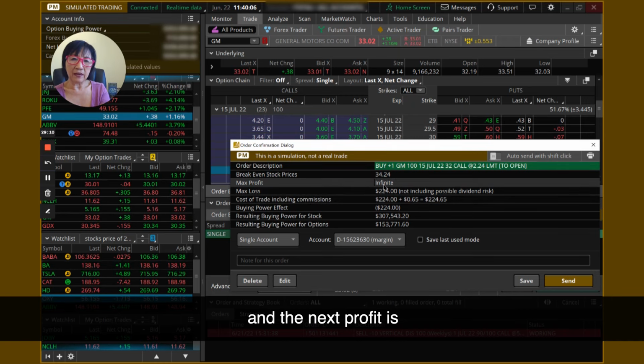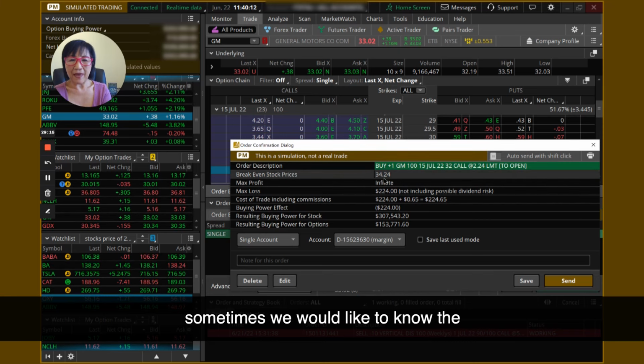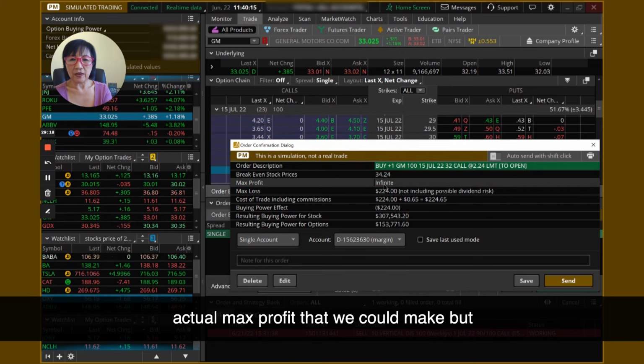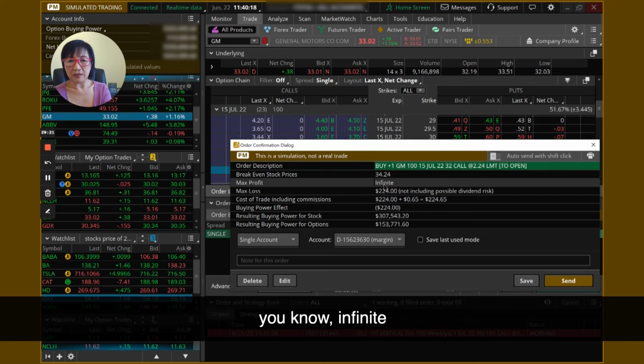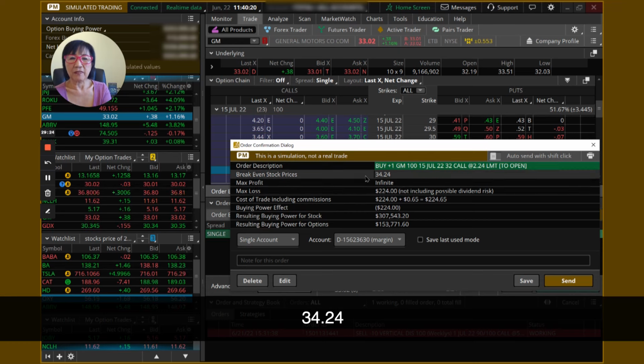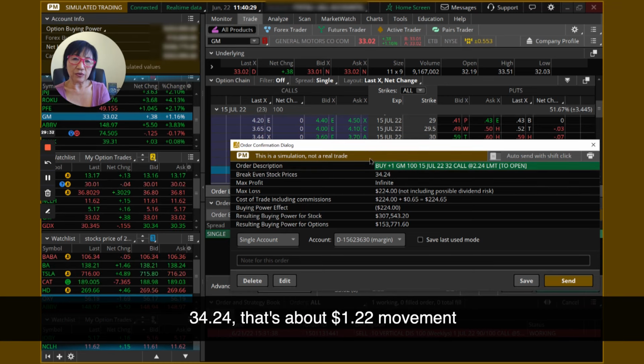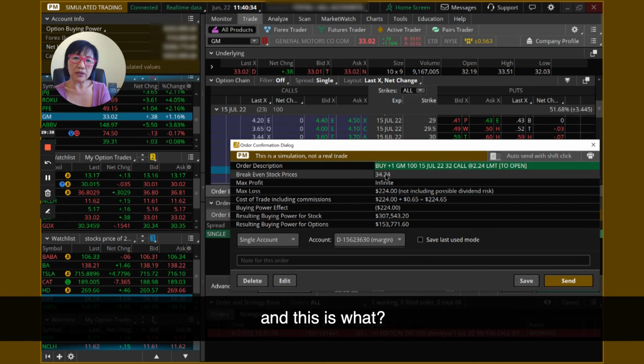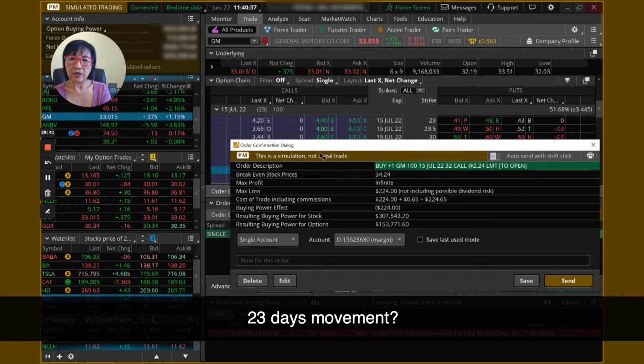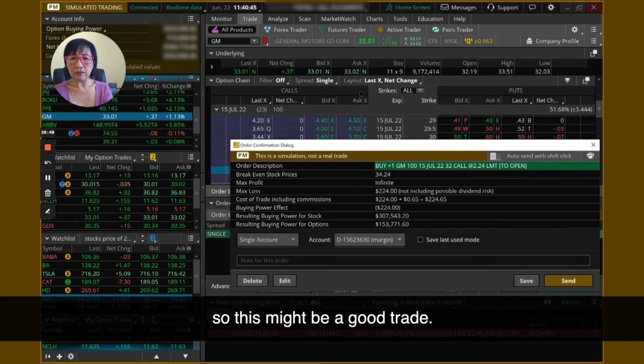And the max profit is infinite, which is not a bad thing to have. Sometimes we like to know the actual max profit that we can make, but this means you can make infinite. The break-even is 34.24 or above. So in other words, right now it's sitting at 33.02, and the break-even is 34.24. That's about a $1.22 movement, and this is a 23-day movement. If you look at a chart, you'd say yes, definitely it could go up and down within $1.20 or so. So this might be a good trade.